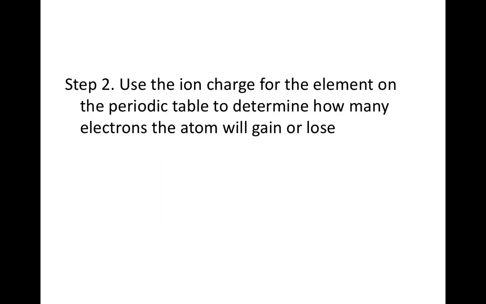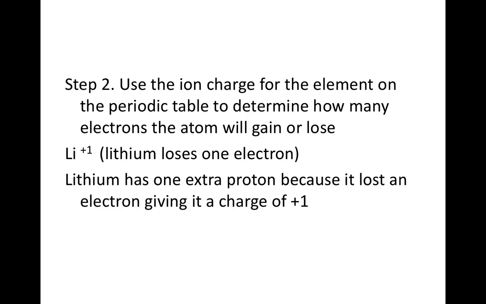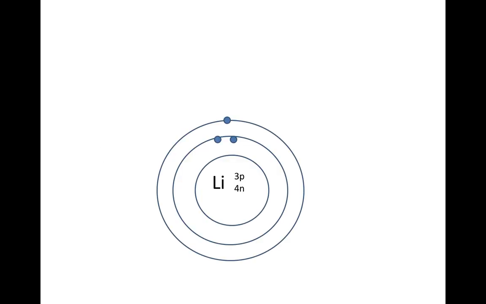Use the ion charge for the element on the periodic table to determine how many electrons the atom will gain or lose. Lithium has a charge of +1. +1 means that it loses 1 electron. Now that might seem counterintuitive because +1 seems like you're adding 1, but the +1 means that there's 1 more proton than electron. So it has an overall positive charge. Lithium has 1 extra proton because it lost an electron, giving it a charge of +1.